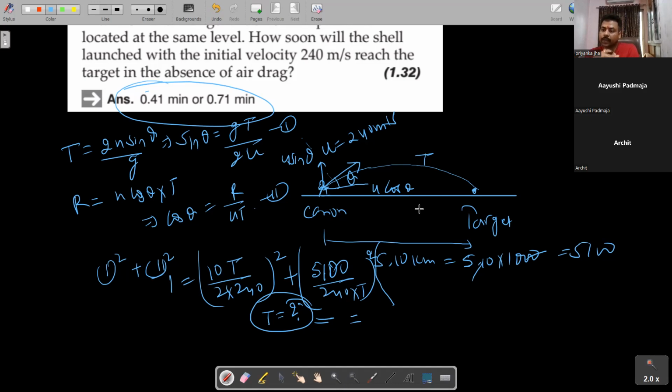Okay, sir. From cannon to target, you can see this is the complete journey. So time taken in this complete journey will be the total time of flight, and it is at the same level. So it is ground to ground projectile motion. So you can simply apply the formula of time of flight, 2u sin theta upon g, and for range you can apply u cos theta into time of flight, and from there you can eliminate theta by using the identity, and you will get the answer. Don't solve it right now, sir. You can solve it later, and you have to match the answer. Note it down.